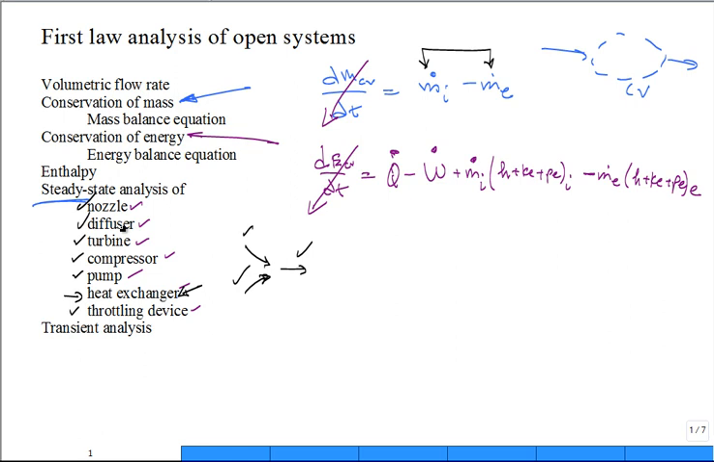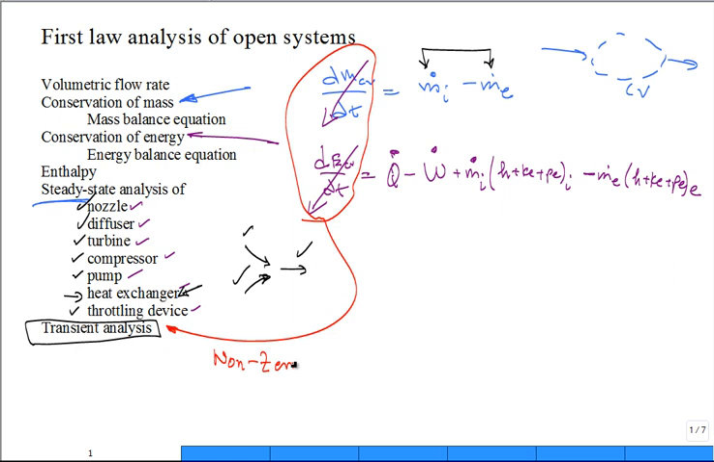And then today we'll get to transient analysis. So there, you don't throw this term away. That's non-zero. So you can have some accumulation or depletion of mass within the control volume. You fill an empty tank, that's a process. Starts empty, ends full. The tank is the control volume. Boom, you need to have that left-hand side, both in the energy as well as the mass equation.